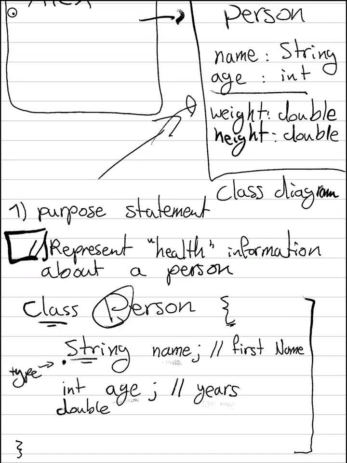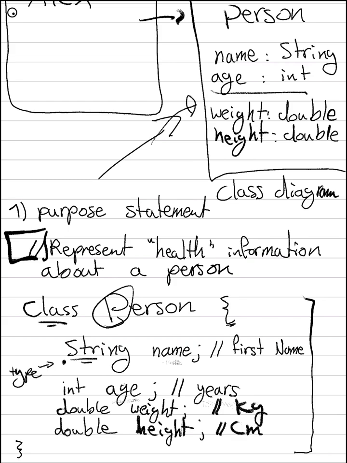So then we'll quickly do weight and height. And could you help me with the comments for weight and height? Do you have any suggestions? Kilogram and centimeter, maybe? Yes, perfect, because we want to figure out the units for this. Units always matter. So that's like a great comment.